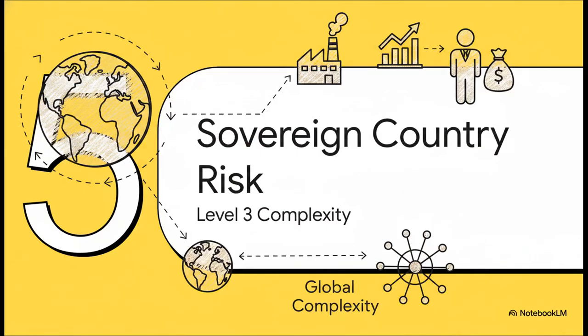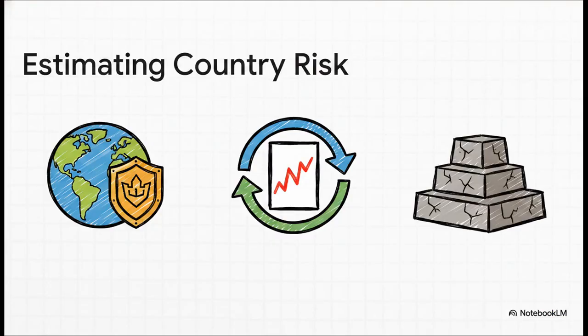Ready for the hard level? Let's dive into Section 5, Assessing Sovereign Country Risk. Level 3, Global Complexity. When you value a company in an emerging market, you aren't just pricing the company's risk, you are pricing the risk of the entire country they operate in. We have 3 primary tools for estimating these sovereign risk premiums.